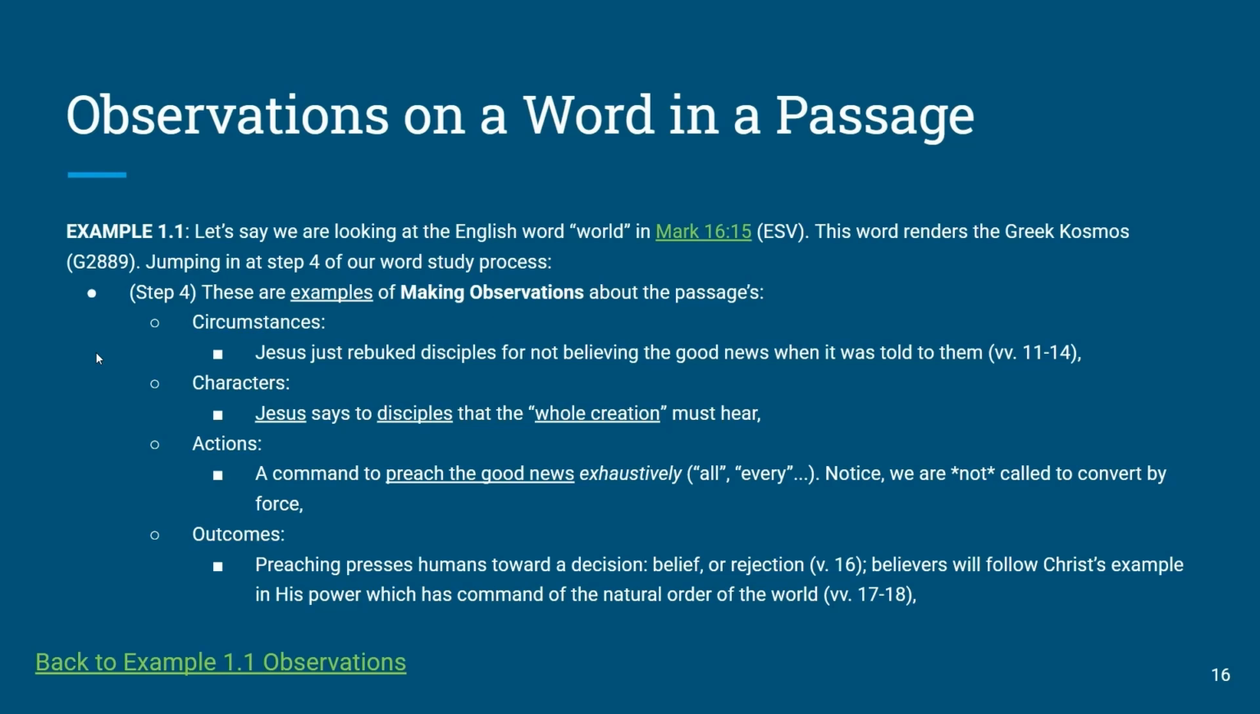In terms of characters, this is often the easiest category to look at because we can look for the nouns in the passage. We definitely have Jesus, we have some of his disciples, and we have this other thing. He mentions the whole creation, and that the good news should be preached to the whole creation. That's a bit of a strange idea, so I've included the whole creation here as a character, even though you and I in our modern senses might not think of the whole creation as a character in a story.